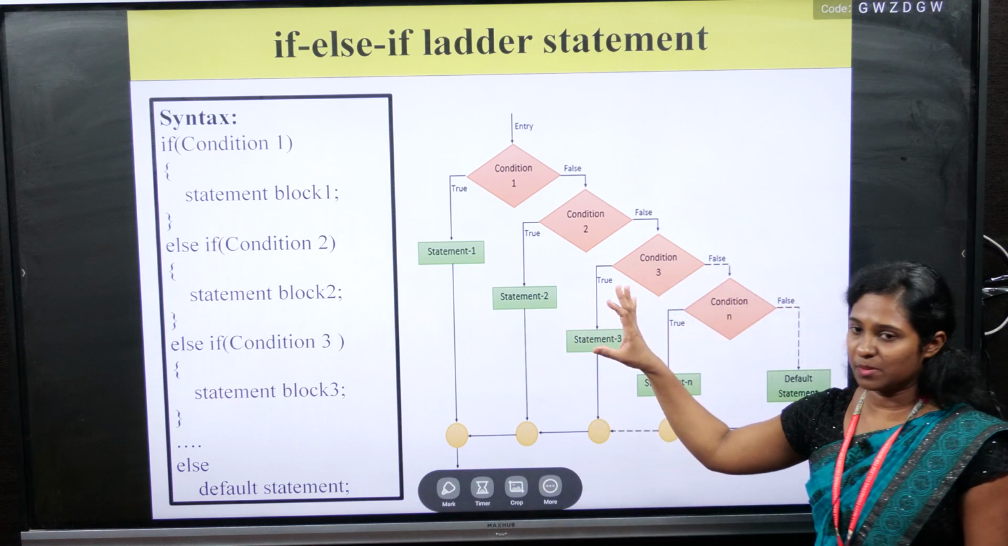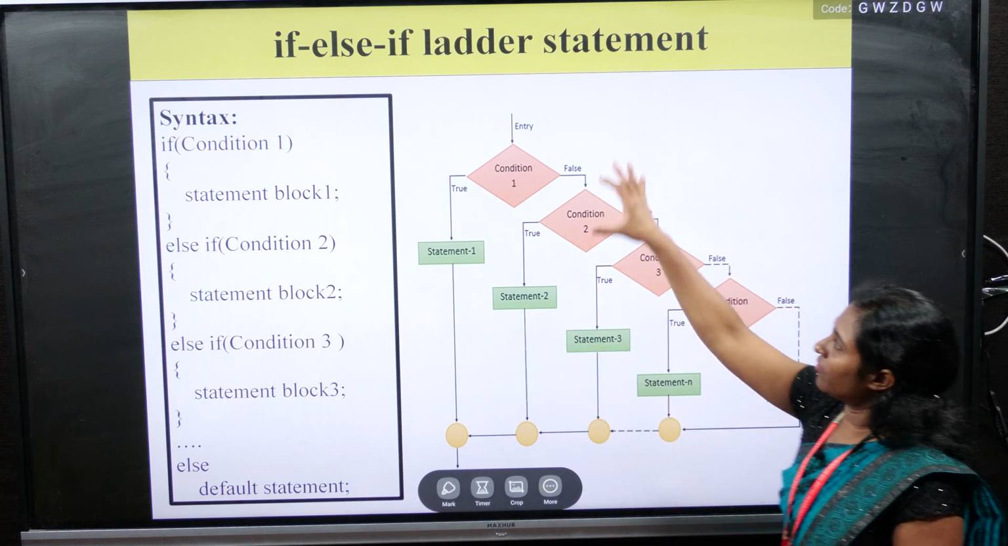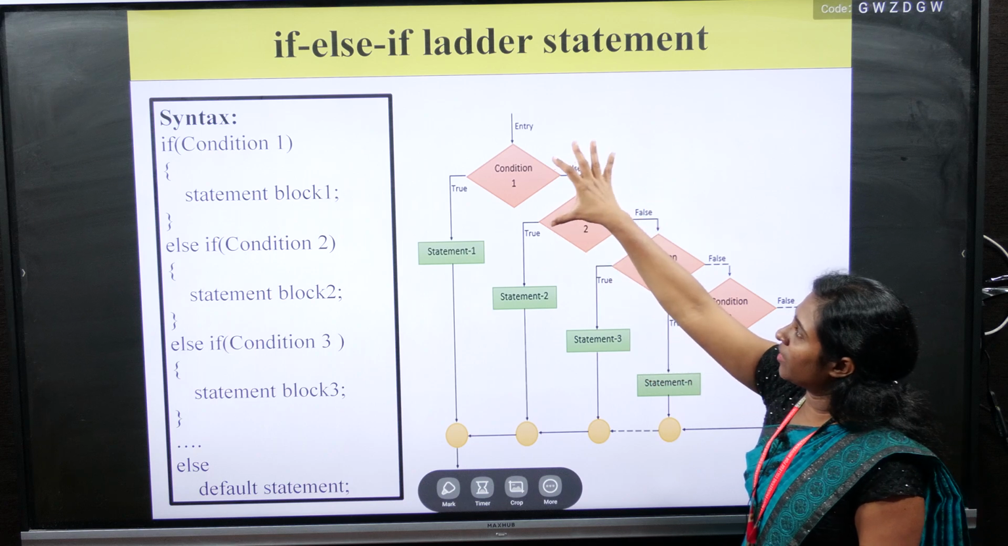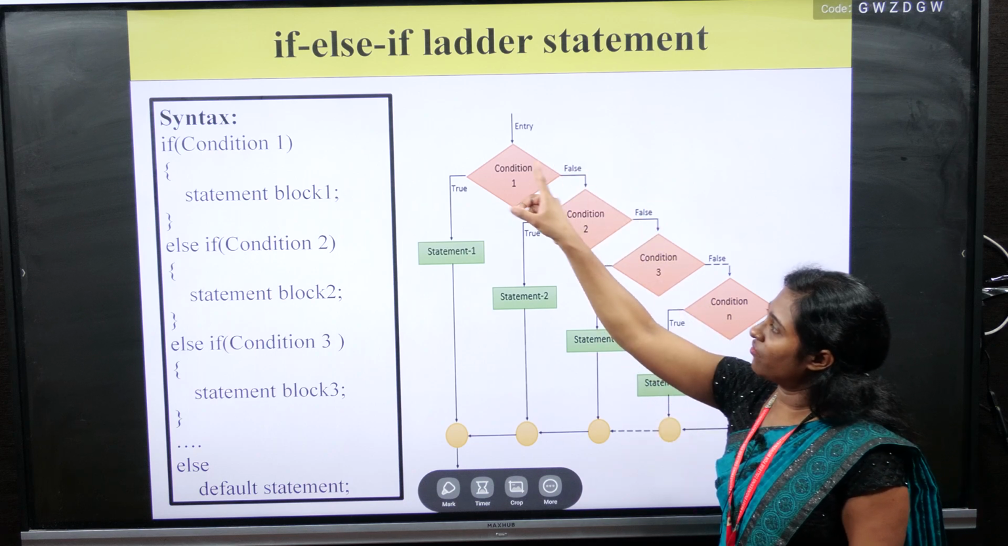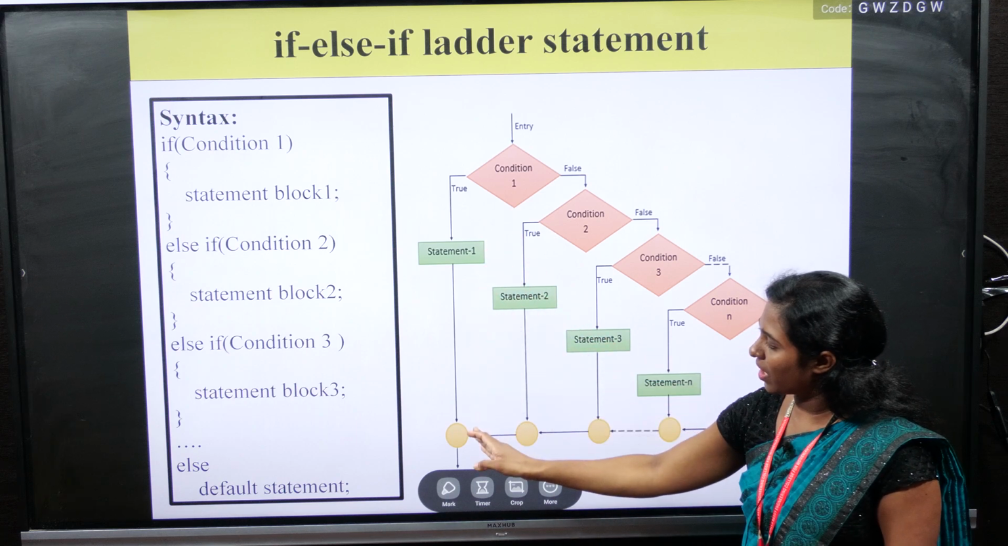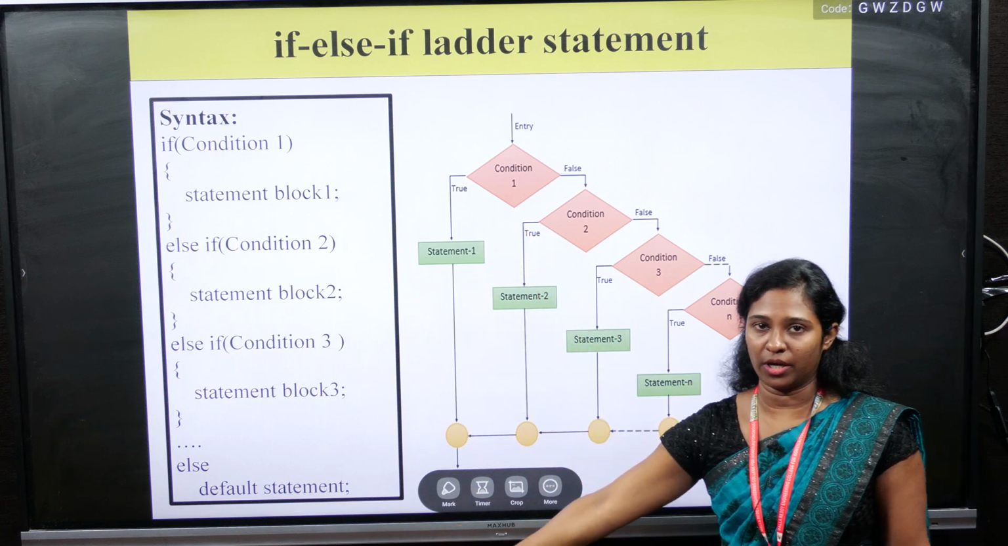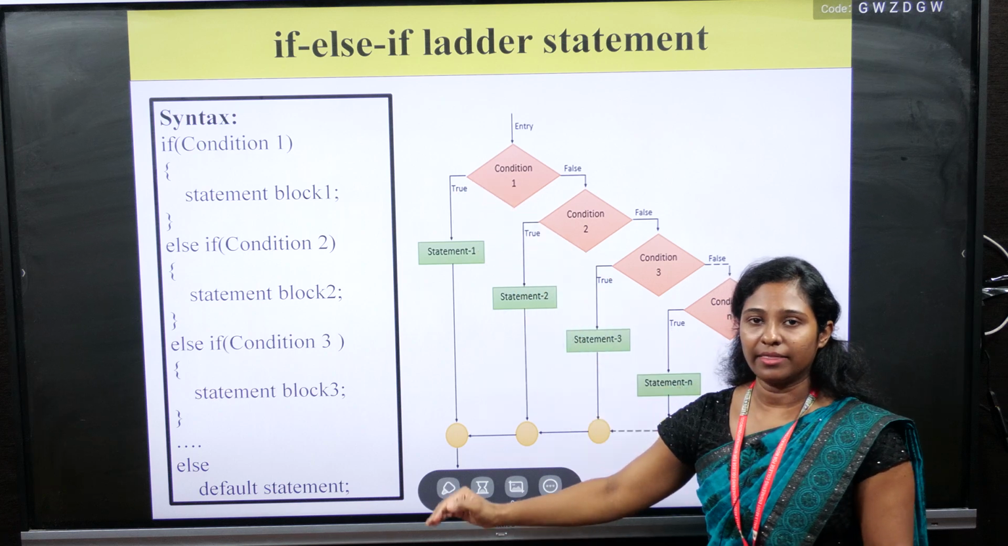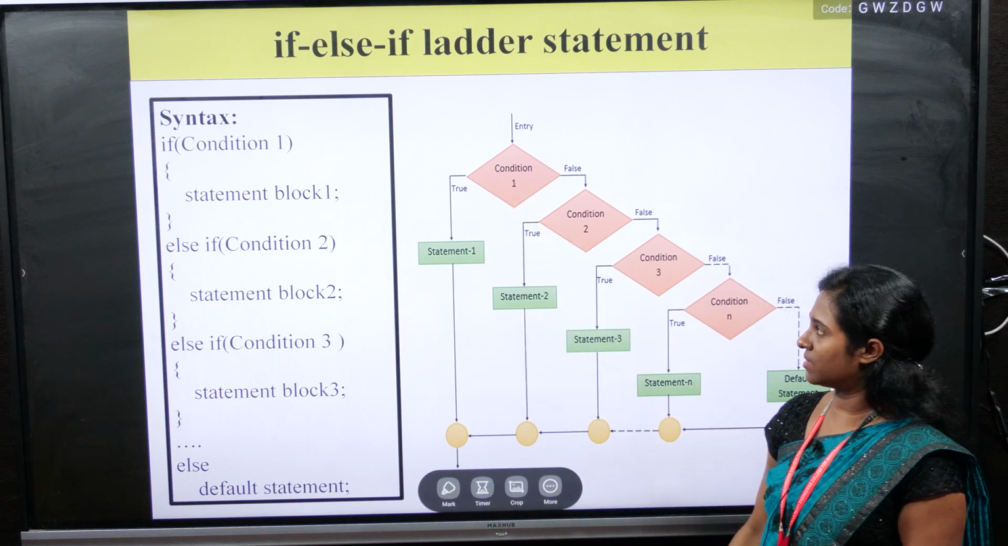Now this flowchart explains the else if ladder. Here we enter into the if body. Here we have condition 1. If condition 1 is true, statement 1 will be executed. After executing statement 1, we come out of the entire if body, the entire if block, and then start executing the remaining statements in the program.